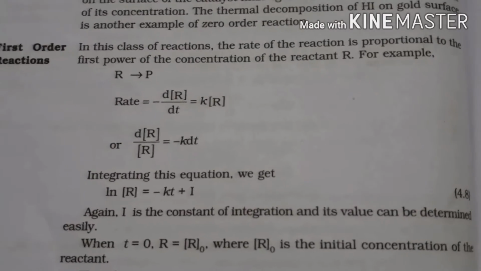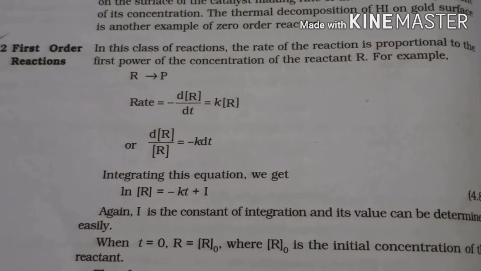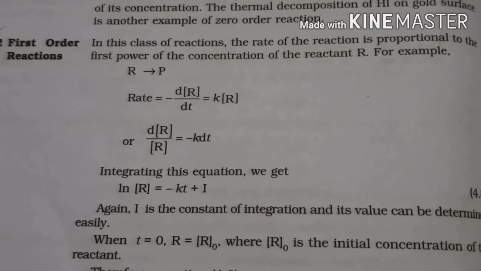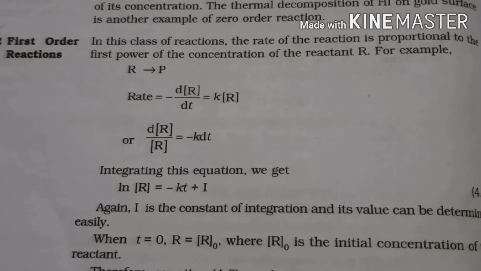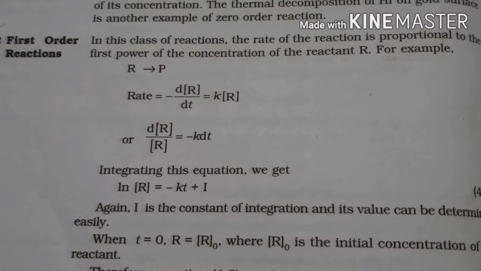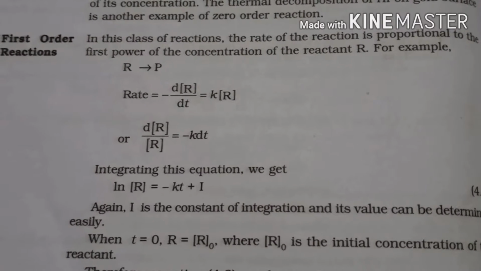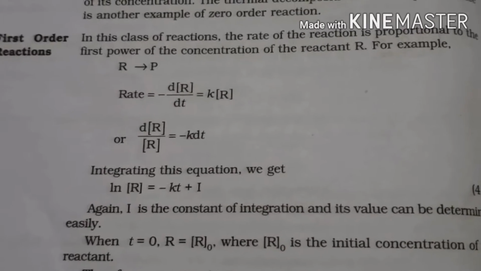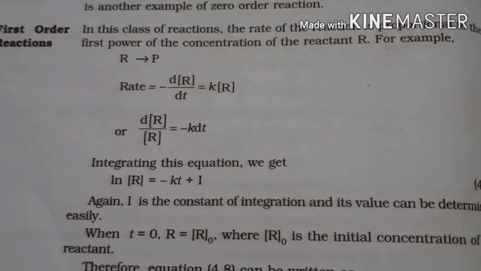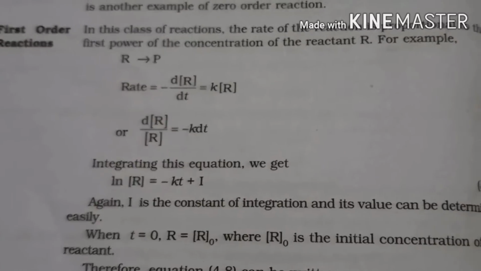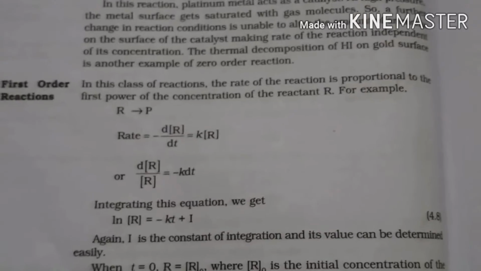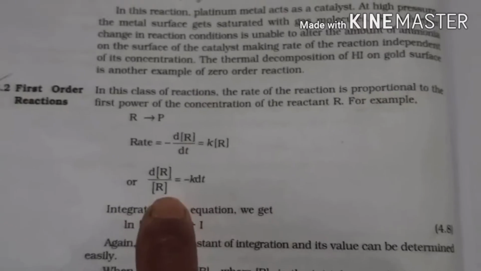Now let us see the first order reactions as a revision for the previous video. The rate of a reaction is proportional to the first power of the concentration of the reactant R. For a reaction R gives P, rate equal to minus dR by dt is equal to k times the concentration of R.